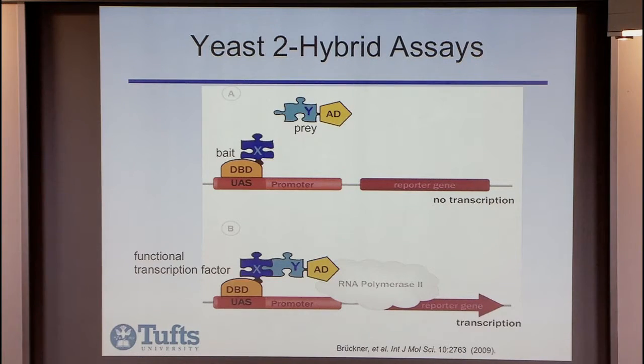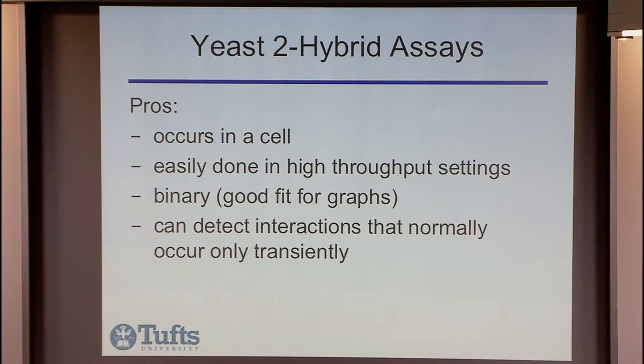And so this is something that scales up very nicely. One of the advantages of this is that because you can do it in a cellular context, you can use it to capture potential interactions that may not occur all the time. You can put two proteins together, and if they have sufficient affinity for each other and the conditions are right, they will bind to each other, and you'll see this even if it's something that you would normally have to look, in vivo, at a lot of different conditions for. They're nice binary interactions, so if we like our graph formalism, then this is a good fit for that.